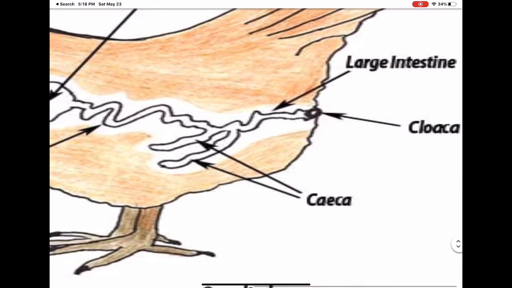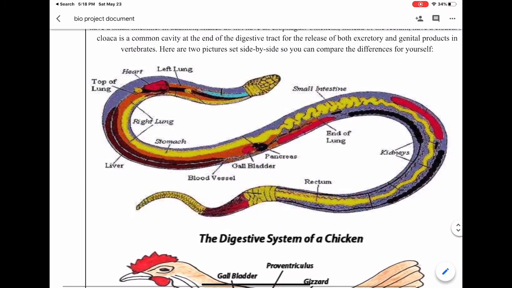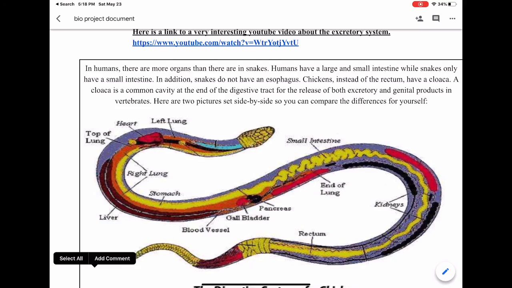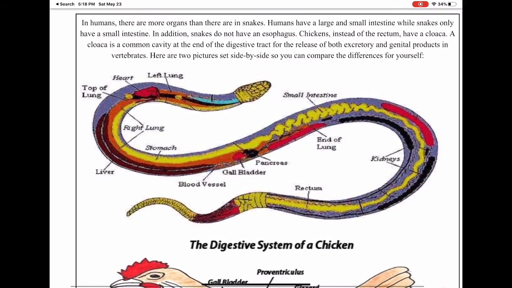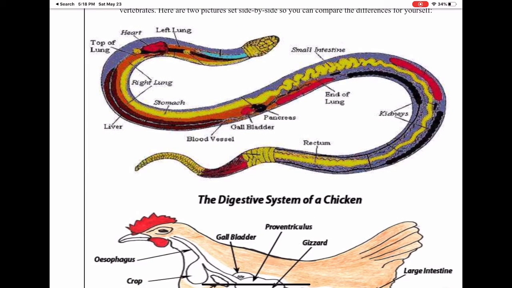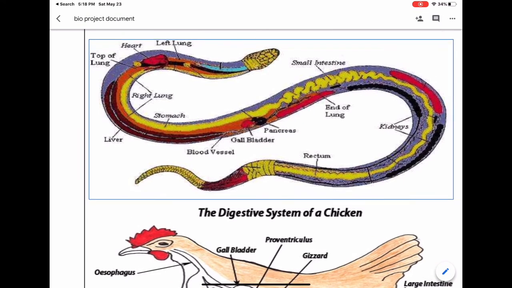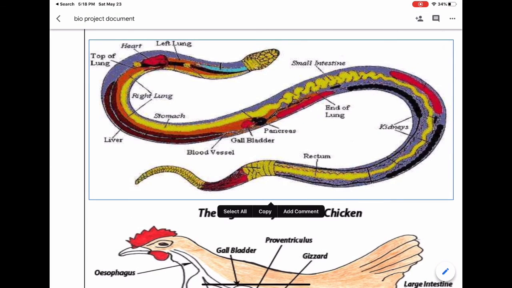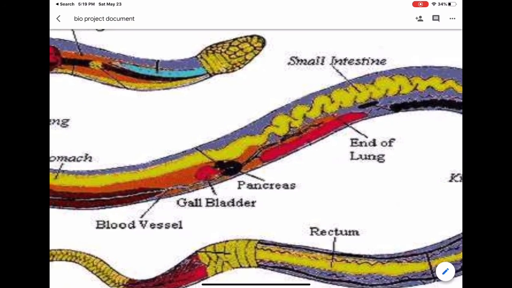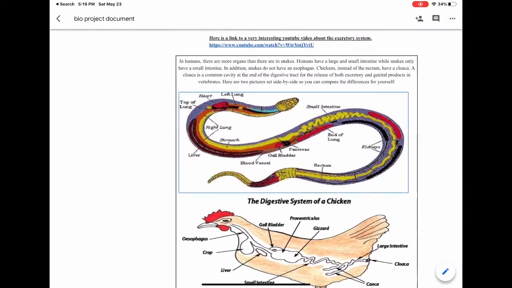Now, here are the two pictures set side by side so you can compare the differences for yourself. The snake, as you can see, only has a small intestine, and this is because 90% of the digestion and absorption of food occurs in the small intestine. So the large intestine for a snake is not really a required organ. This is why the small intestine is the only organ found in a snake, rather than both a small intestine and a large intestine.